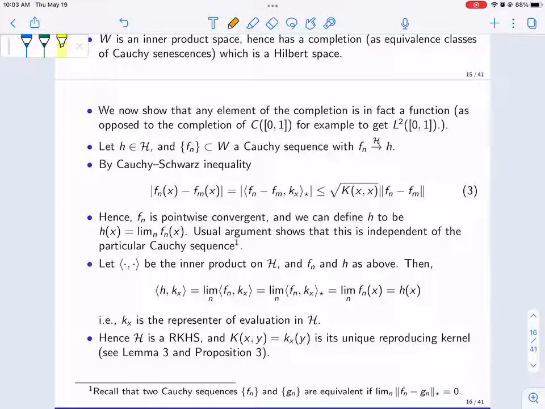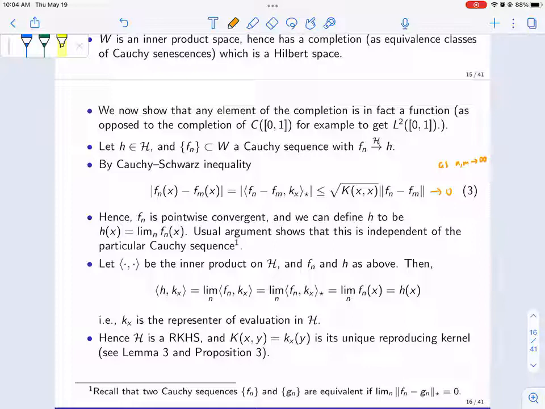Because your Fn is Cauchy in H, this norm is converging to 0 as n and m go to infinity. So this says that the sequence Fn(x) is converging. Fn is pointwise convergent, because it's pointwise Cauchy, so it has to be pointwise convergent because it's a real valued sequence. And so the limit is well defined. For every x, there is a limit because this is a Cauchy sequence for every x. So I define the limit to be h of x. Now that I have a function, the usual argument shows that this is independent of the particular Cauchy sequence that you pick.